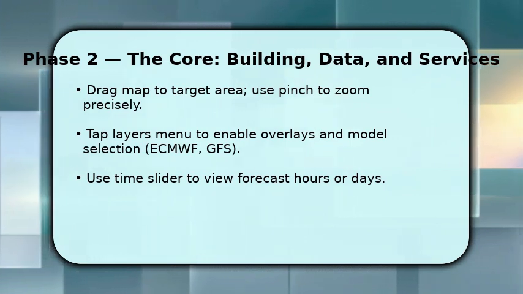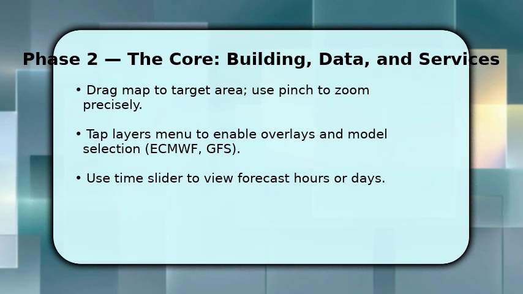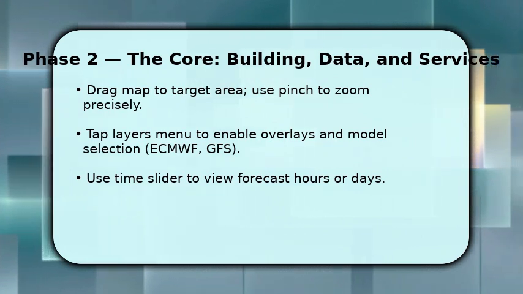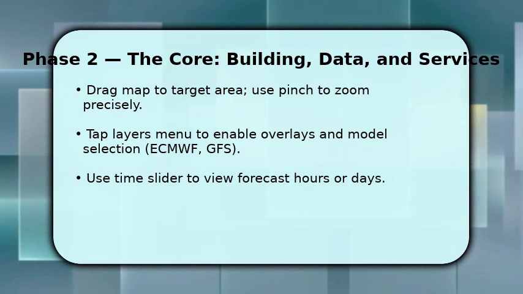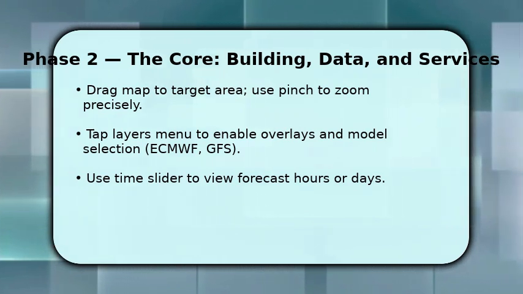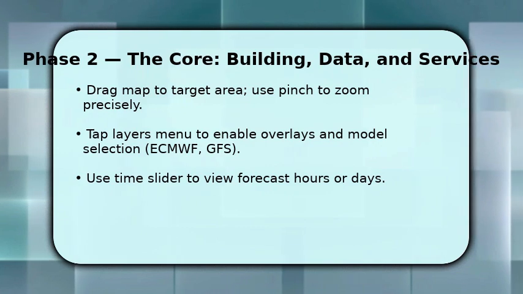Once selected, use the time slider to scrub through forecast hours or days. This shows how conditions evolve. If you need specifics, tap a point for detailed wind, gust, precipitation, and pressure numbers.